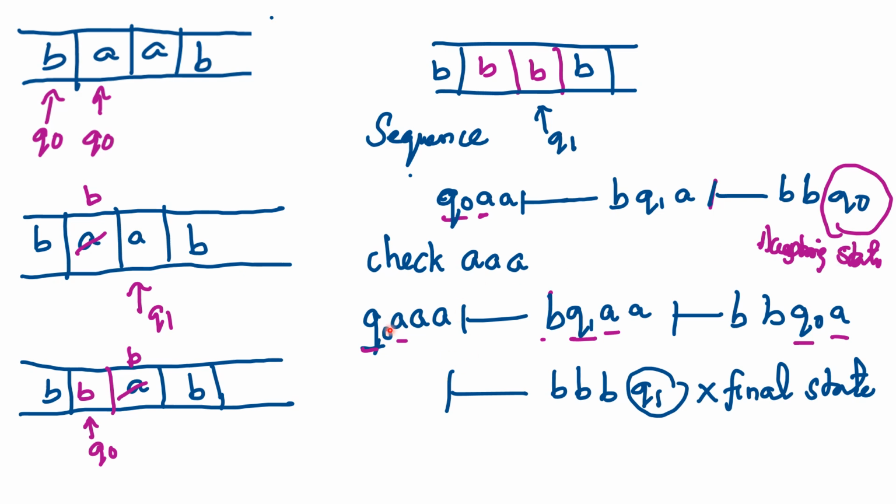Okay. The same thing again, you check three A's. Q0 A is replaced by B, then move to Q1. Q1 A is again replaced by B, then move left to Q0, and Q0 A goes again to Q1. So it is not a final state. So in this machine we couldn't process an odd number of A's.